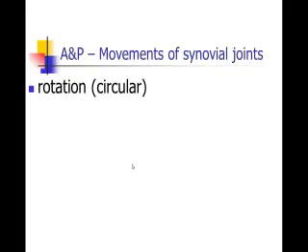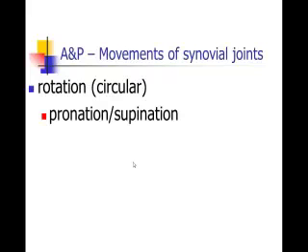Rotation. There aren't a lot of joints that truly rotate, but we have a special case of rotation. The shoulder rotates, the hip rotates, and the atlas rotates around the dens. Pronation and supination is a special case in the forearm where the radius rotates around the ulna.